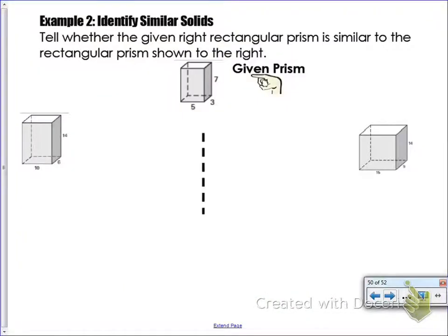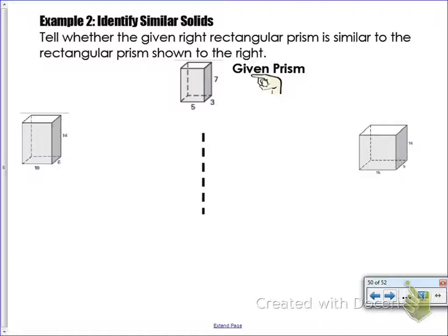Now in example 2 here, we want to identify which one of these two solids is similar to the given prism, which is the one in the middle. And we're going to check this just like we would check any other figure. What we're going to do is compare side lengths. And how do we know what to compare with what? Just like other figures we've done, we're going to go small with small, medium with medium, big with big.